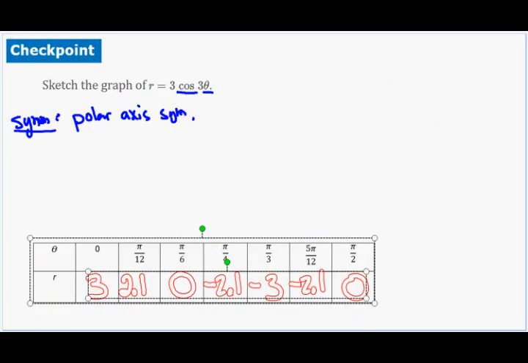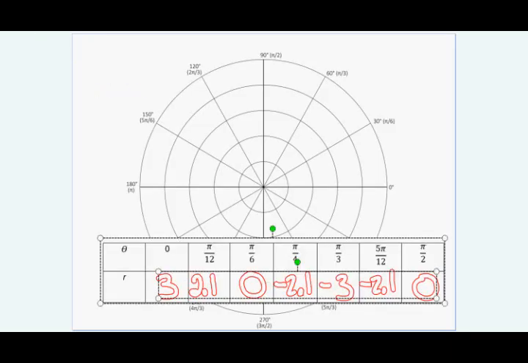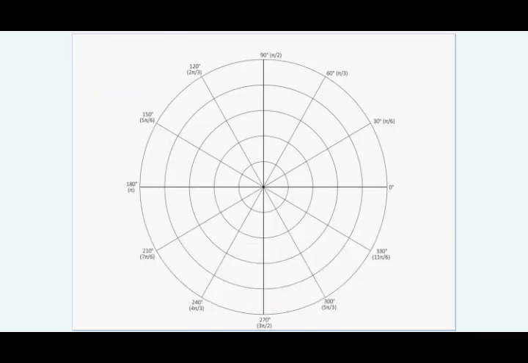Let me see if I can do this. Copy. Whoa. Paste. Oh, dang it. I'll just read it off my paper.